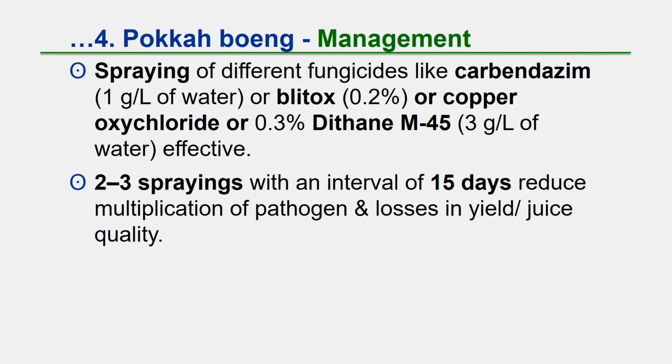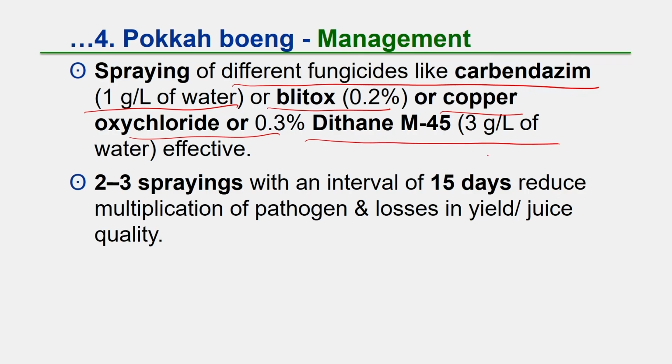Now, what is the management of pokkah boeng disease? Spraying of different fungicides like carbendazim 1 gram per liter of water, which will give you 0.1% solution, or Pelltox 0.2%, or copper oxychloride 0.3%, or Dithane M45 3 gram per liter of water is quite effective. You can choose one of these fungicides and use it to control this disease. 2 to 3 sprayings with an interval of 15 days reduce multiplication of the pathogen and losses in yield and juice quality.